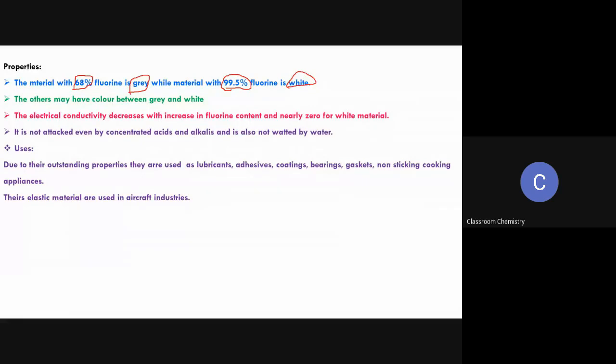So whatever elastic material of these fluorocarbons is used in aircraft industries, and you understand that this is the major application of these fluorocarbons across all types of industries, and most important is the aircraft industry, which requires such polymer to make good quality aeroplanes.